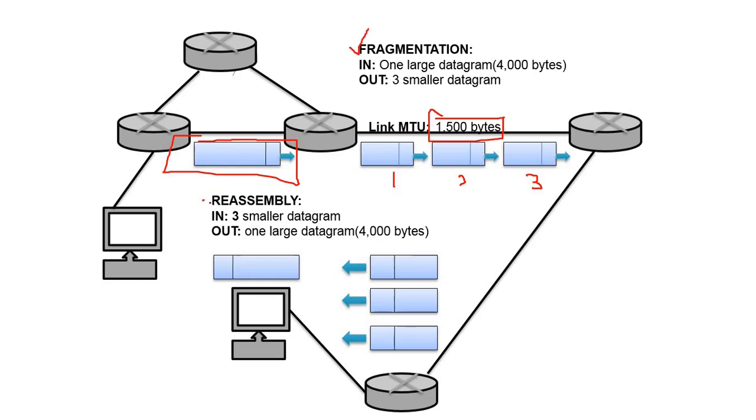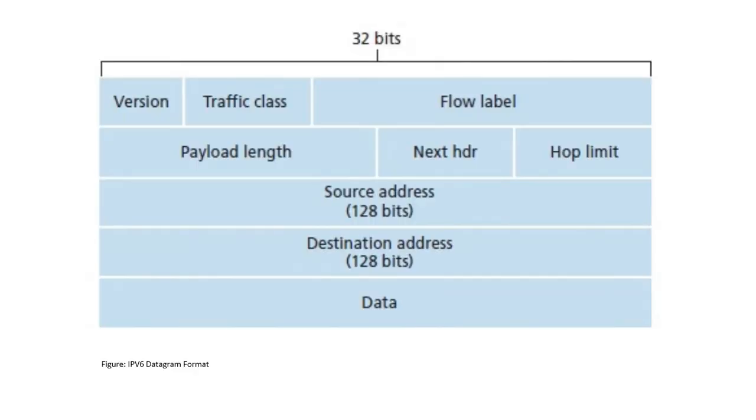And another thing is reassembly. Same thing, at the destination side we have 3 units, 1, 2 and 3, each carrying 1500 bytes. Whenever we combine them, we get our original IP datagram with the size of 4000 bytes.